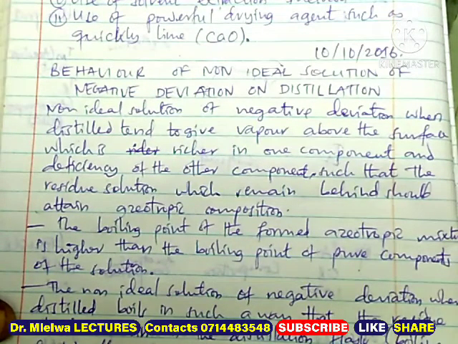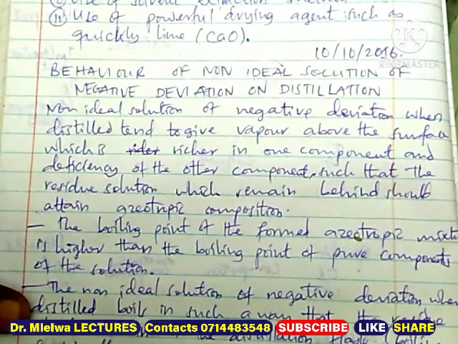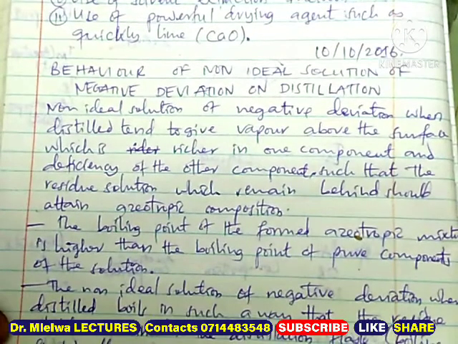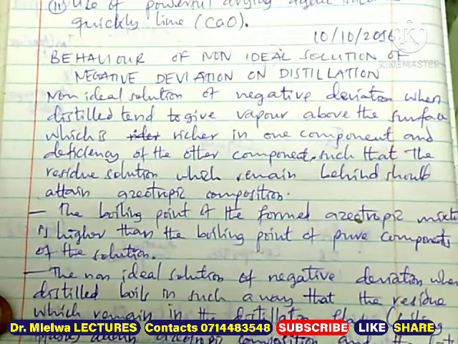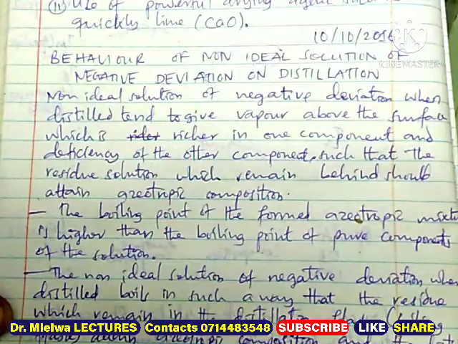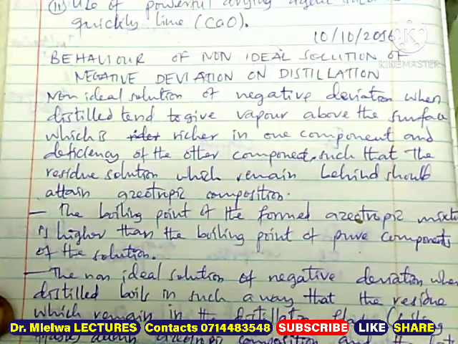So what I am saying is that the boiling point of the formed azeotropic mixture is higher than the boiling point of the pure components of the solution. That is why in positive deviation I said the azeotropic mixture is more volatile, with a lower boiling point. But in negative deviation the boiling point is higher, which is why the azeotropic mixture is left as the residue. The pure liquids have lower boiling points, so they will evaporate to decrease the concentration of the solution so as to reach the azeotropic composition.